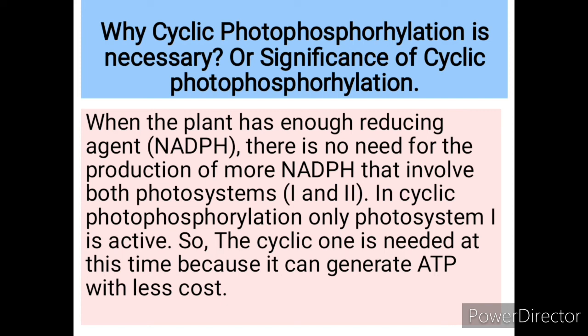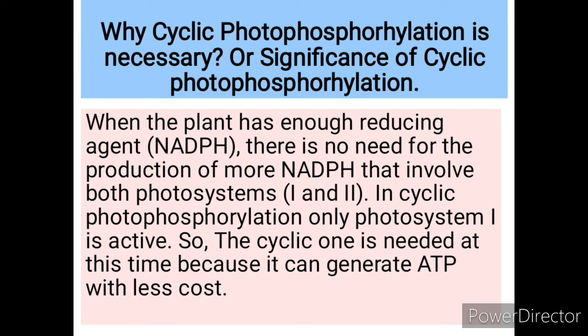But for the formation of NADPH, there must be the presence of photosystem second, whereas in cyclic photophosphorylation only photosystem first is active. So the cyclic one is needed at this time because it can generate ATP at less cost. Whenever there is absence of photosystem second, which produces the NADPH, cyclic photophosphorylation helps because it contains only photosystem first. Photosystem first will form ATP molecules at less cost and also generate the energy to provide speed for the photosynthesis reaction.